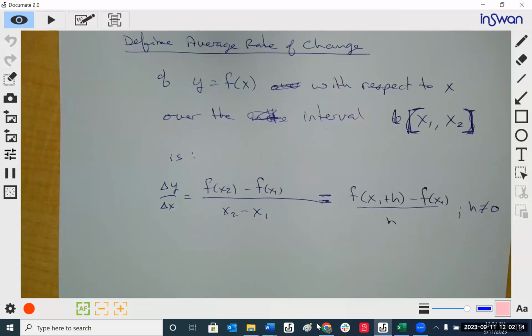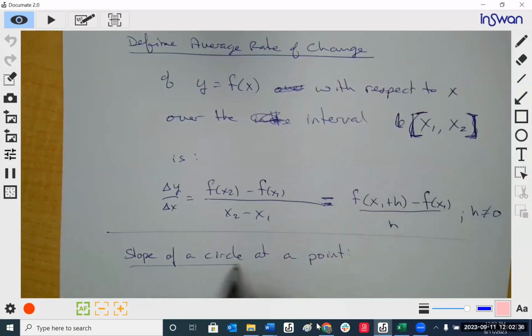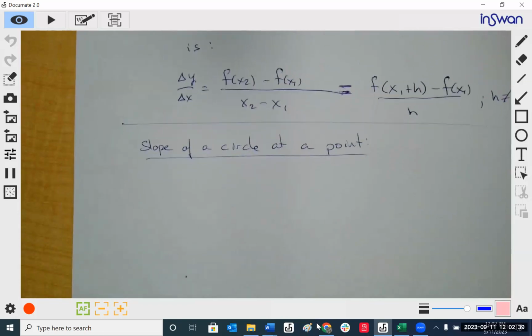What is, remember, it's a curve. Slope of a circle at a point. How would you define that?